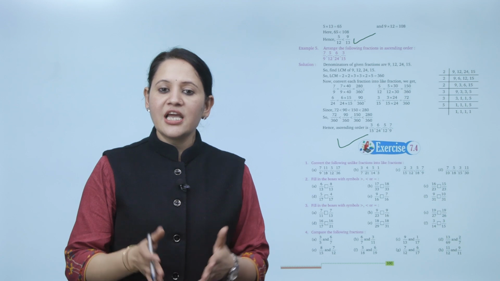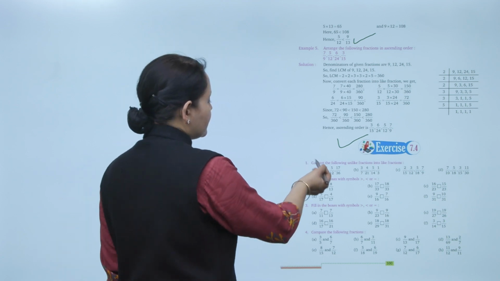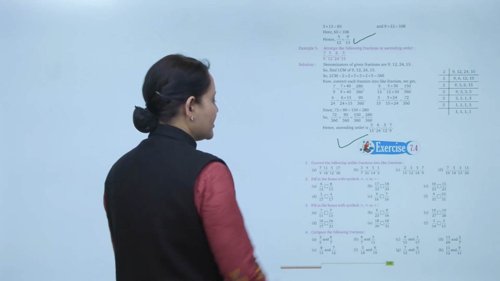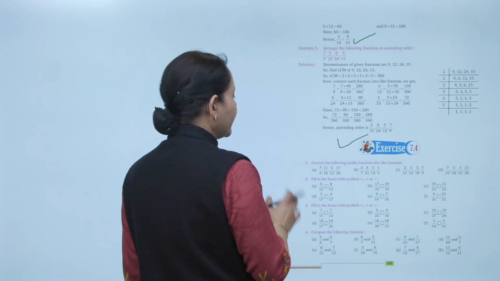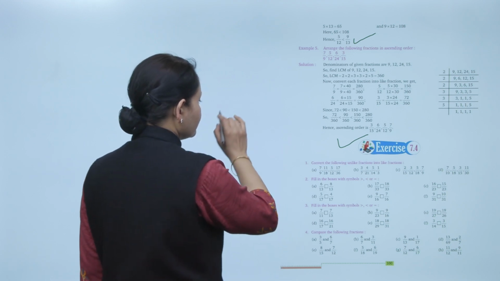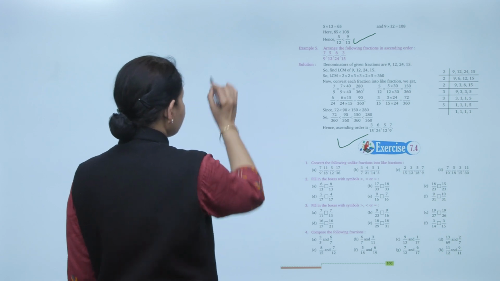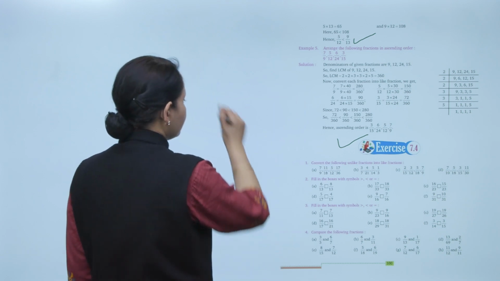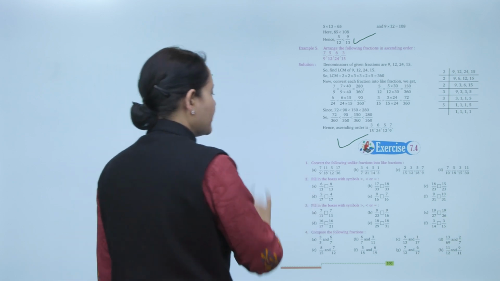Next is exercise 7.4. Convert the following unlike fraction into like fraction. So here 7 upon 9, 11 upon 18, 5 upon 12 and 17 upon 36. So what we'll do? We'll take the LCM. LCM हो जाएगा इसका 36. So first fraction, 7 upon 9. So 36 divided by 9, that is 4.